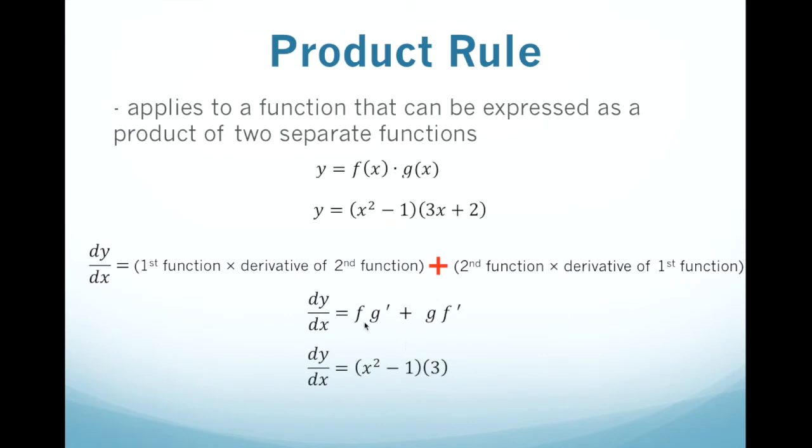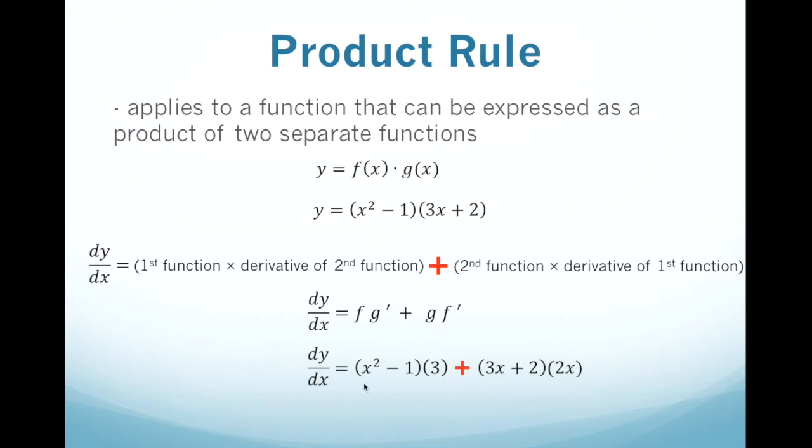So it is going to be what? f is our x squared minus 1, so you just copy it and multiply by the derivative of 3x plus 2, which is just 3, and then add g f prime. So we copy the second function, which is 3x plus 2, and multiply by the derivative of f, the first function, which is 2x.